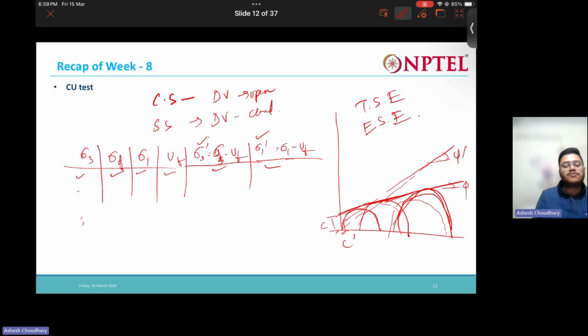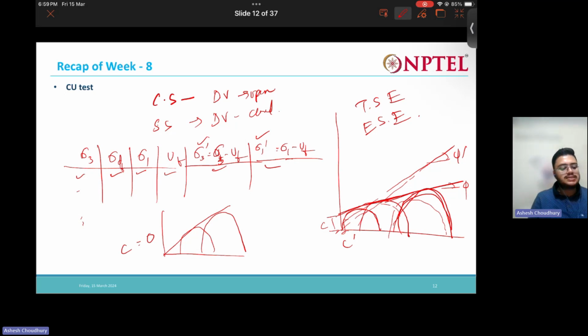Now one interesting thing is that for normally consolidated soil, we get C equal to 0. For normally consolidated soil you will see that the test gives us C equal to 0, that is, the cohesion is equal to 0.